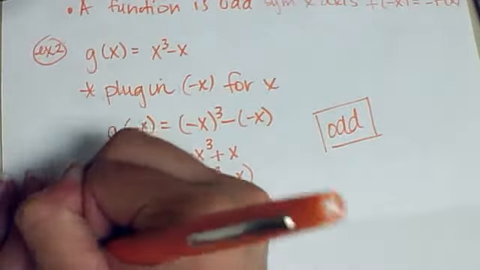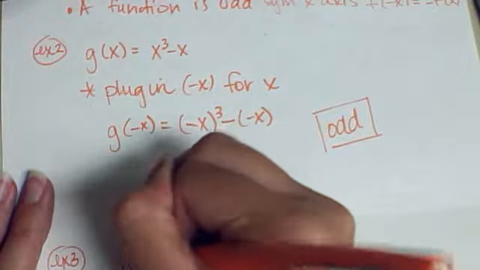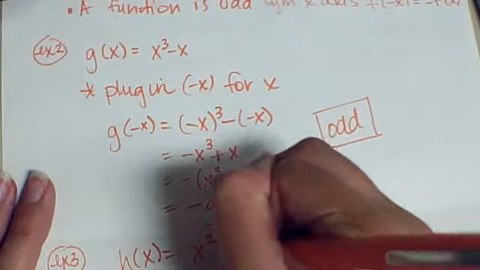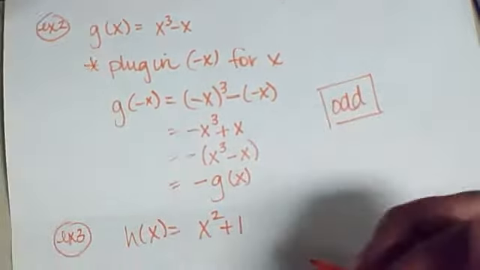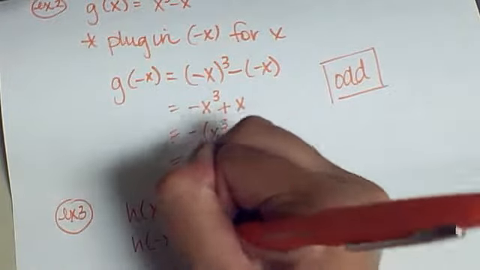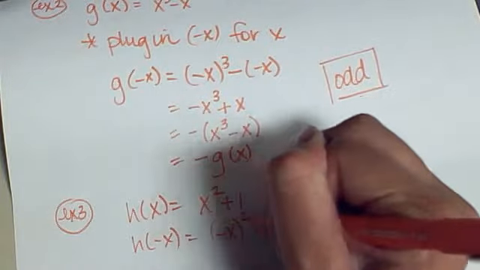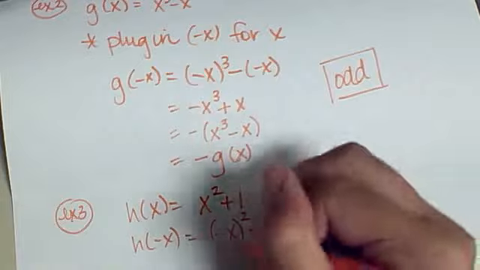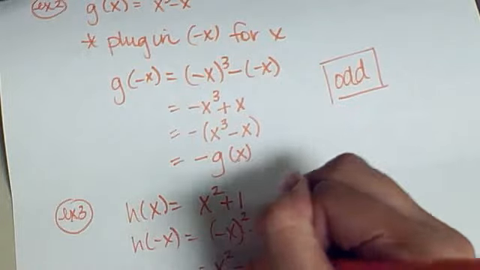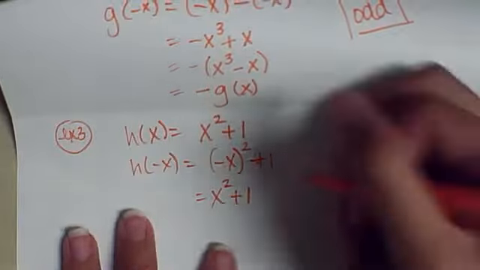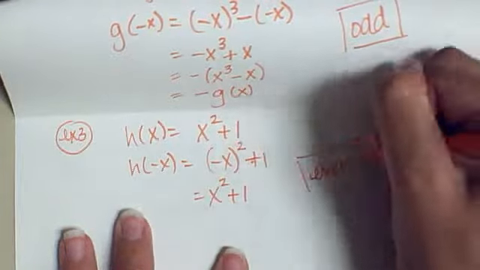Let's look at one that's even. If I have h of x equals x squared plus 1, and I want to plug in negative x. Negative x goes in here. Negative x squared is x squared plus 1. That's the original function, so this one is even.